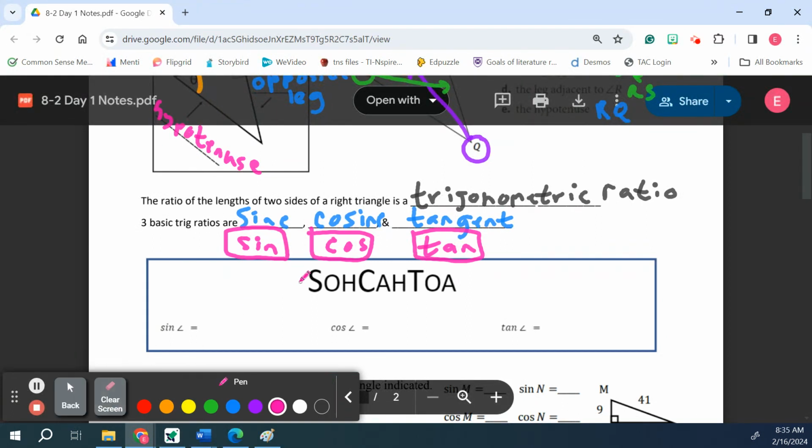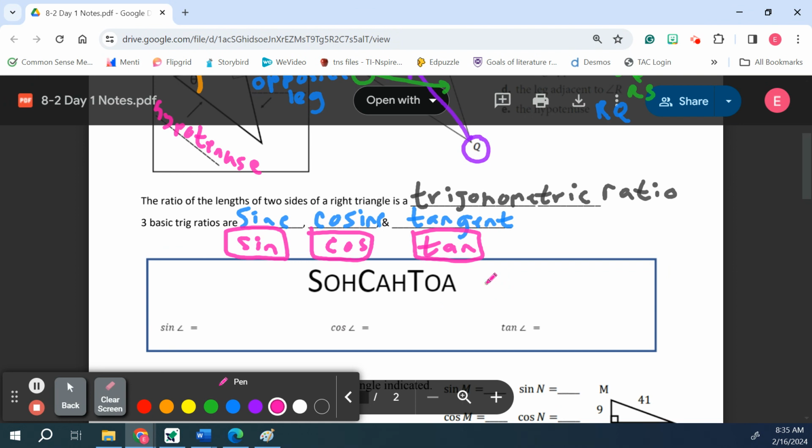All right, so in this case, we have SOHCAHTOA. SOHCAHTOA. This is an acronym that will help you remember what goes with what. So for sine, we have opposite over hypotenuse. Cosine is adjacent over hypotenuse, and tangent is opposite over adjacent. So if you know how to spell this, you have what you need.